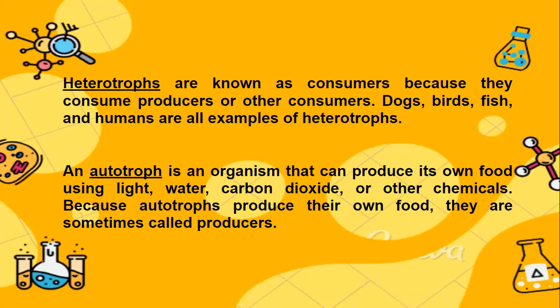Okay. So we have the word heterotrophs, which are known as consumers because they consume producers or other consumers. So ibig sabihin ng heterotrophs, they are the consumers. We are included in the heterotrophs, which means we consume, or we eat, the producers and other consumers. Examples of this are dogs, birds, fish, and humans.